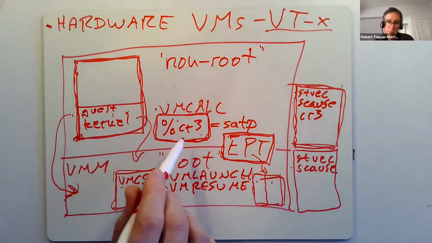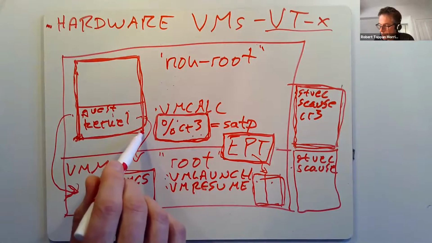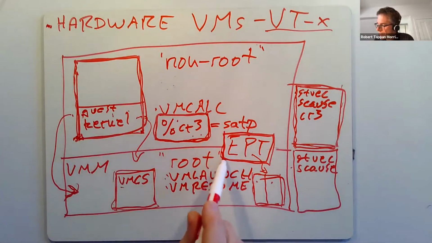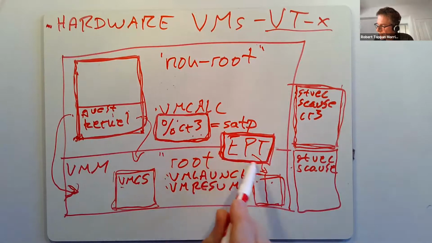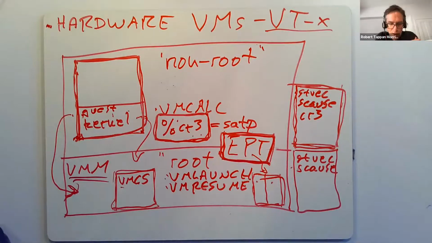The guest can set up any page table it likes and can do it quite efficiently because it can directly execute the instructions, but it's still constrained by the EPT, which the VMM configures to only use physical pages that the VMM wants to let it use. Any questions about the EPT?